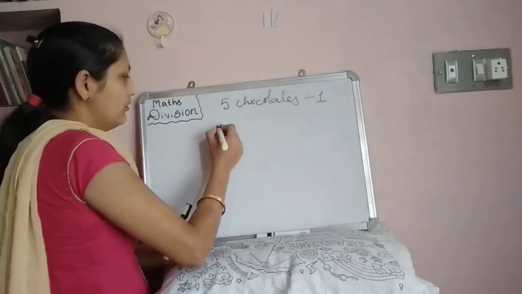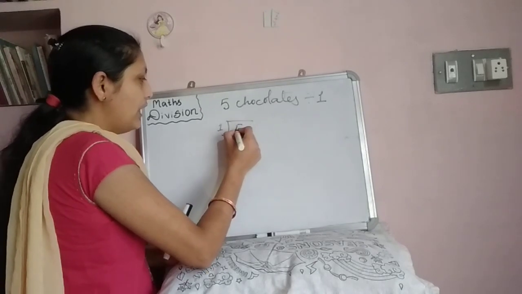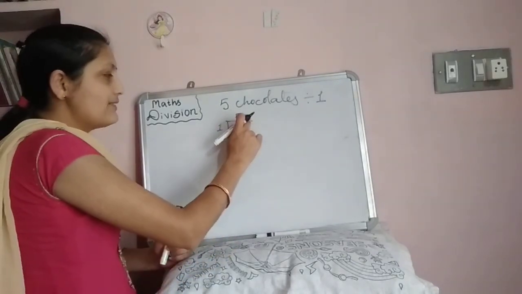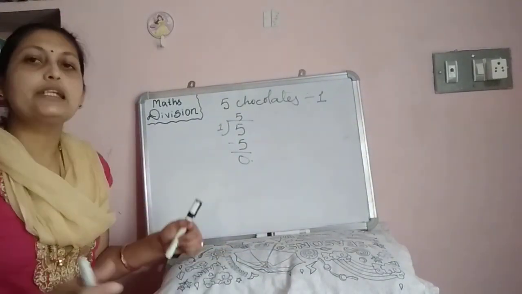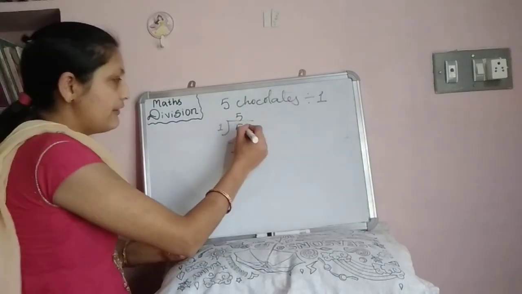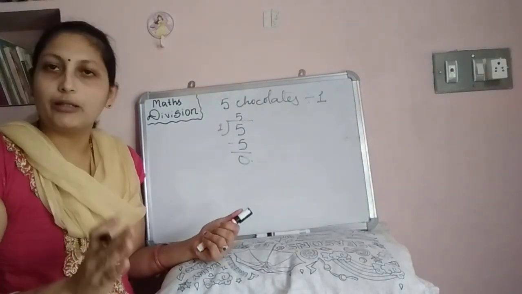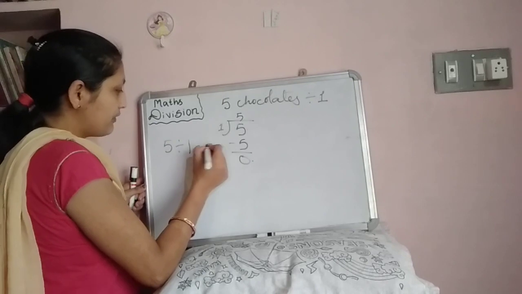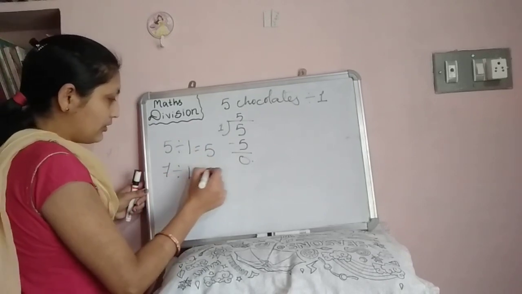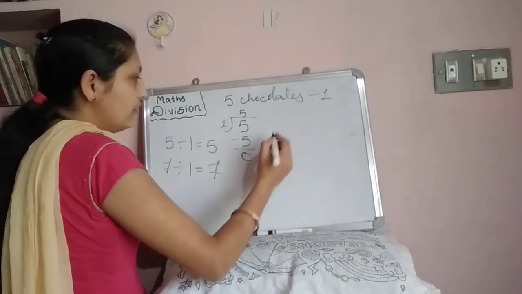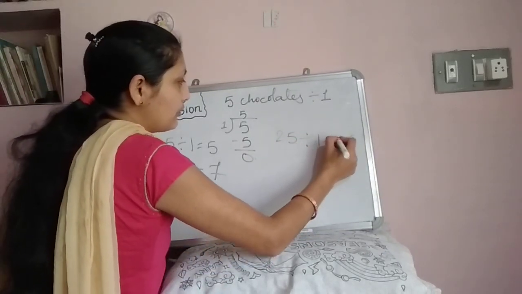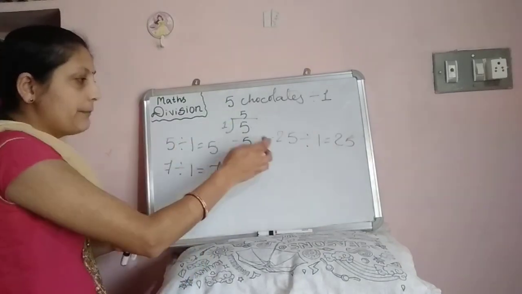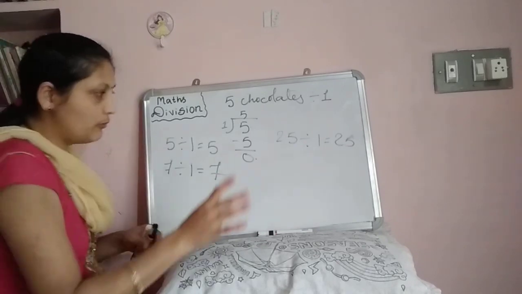So, when you divide a number by 1, he gets all the 5 chocolates. This means when a number is divided by 1, the dividend will be the answer. The number itself will be the answer. Clear? So, 5 divided by 1 is equal to 5. 7 divided by 1 is equal to 7. 25 divided by 1 is equal to 25. Like this. When you divide a number by 1, you will get the number itself as the answer. This is the one property.